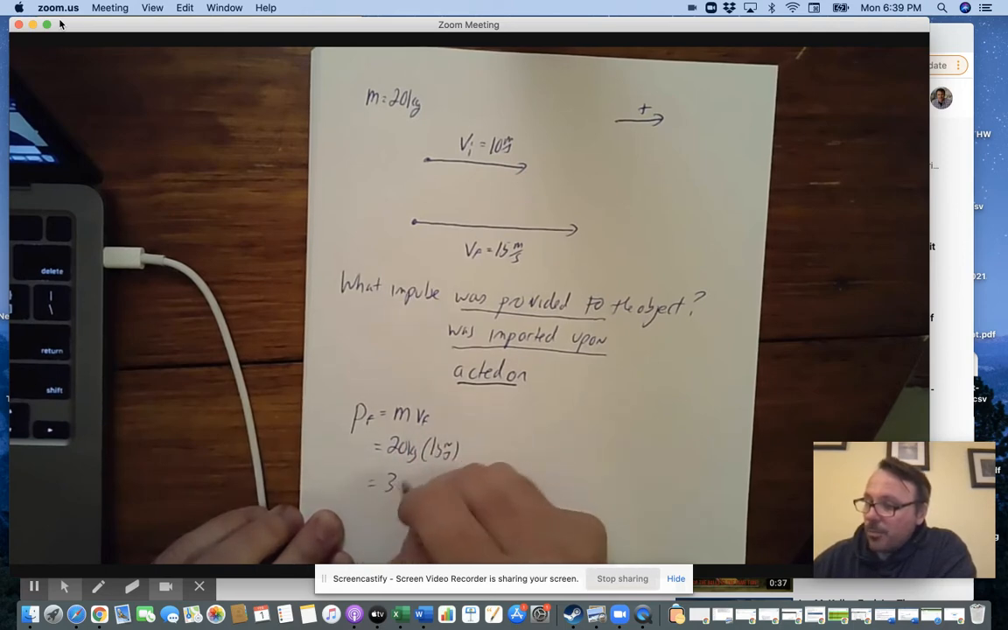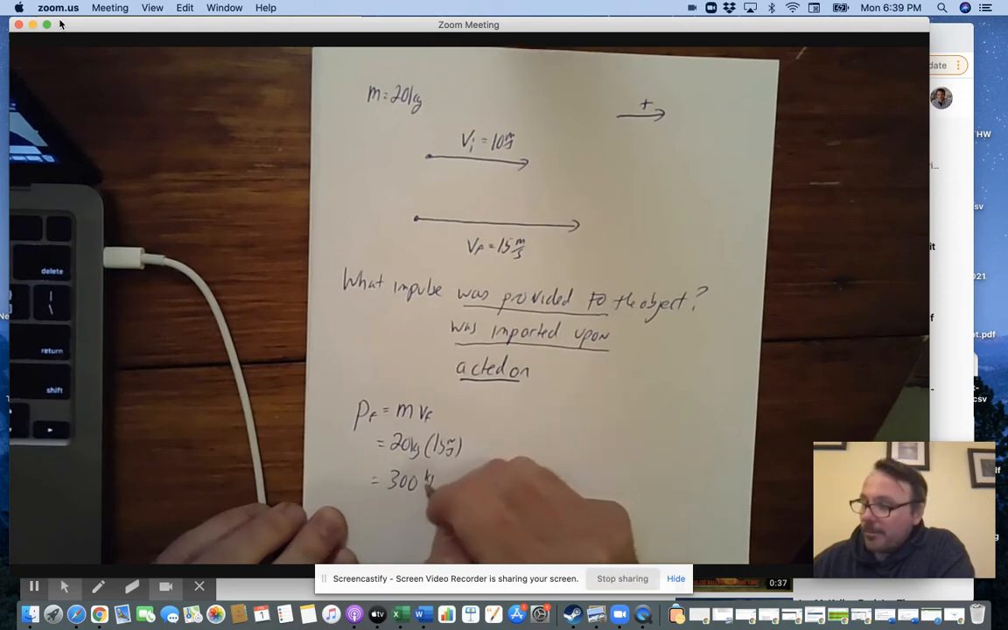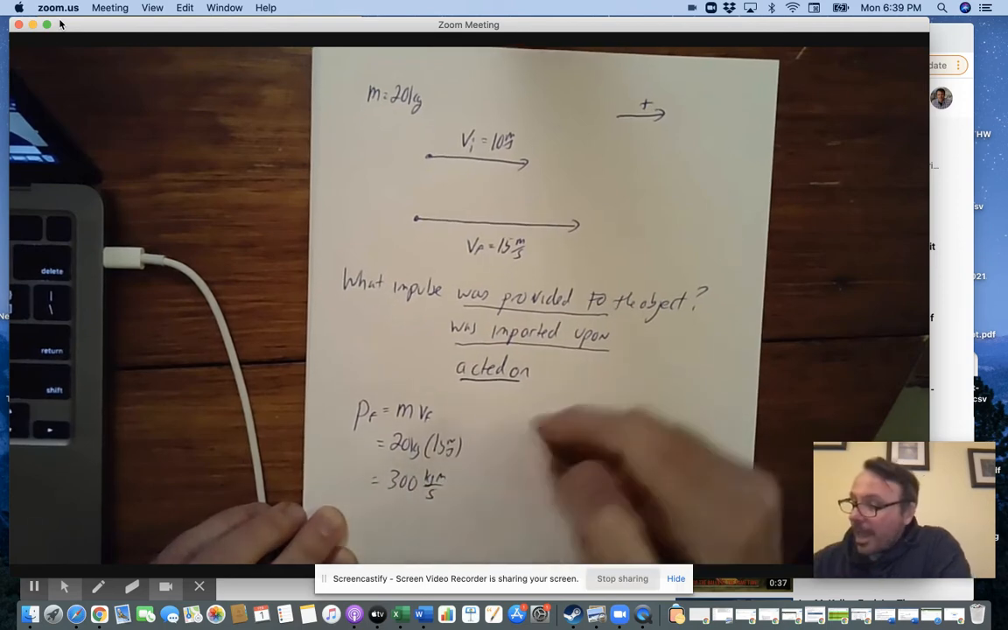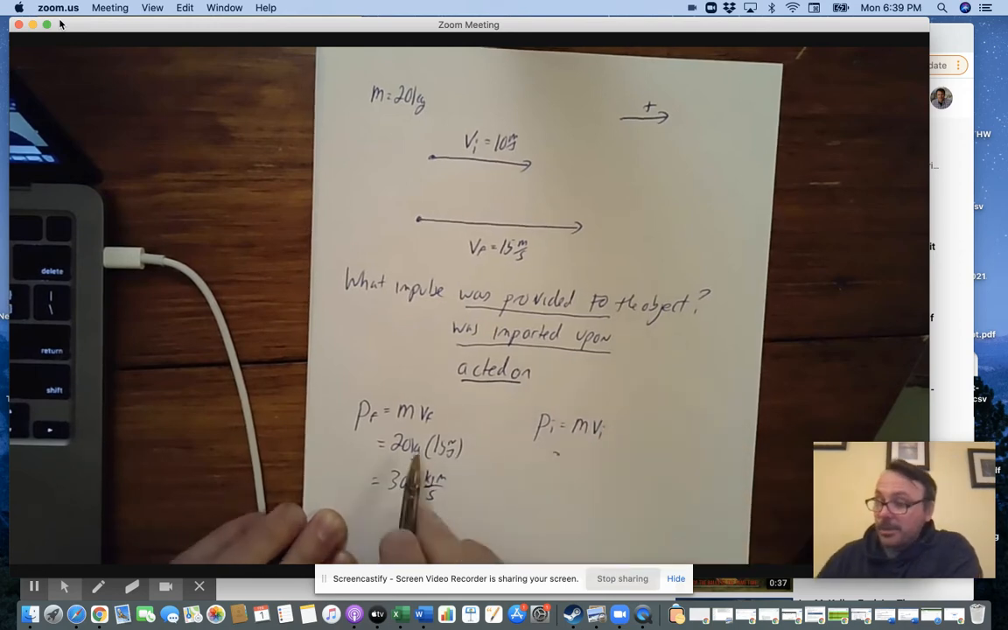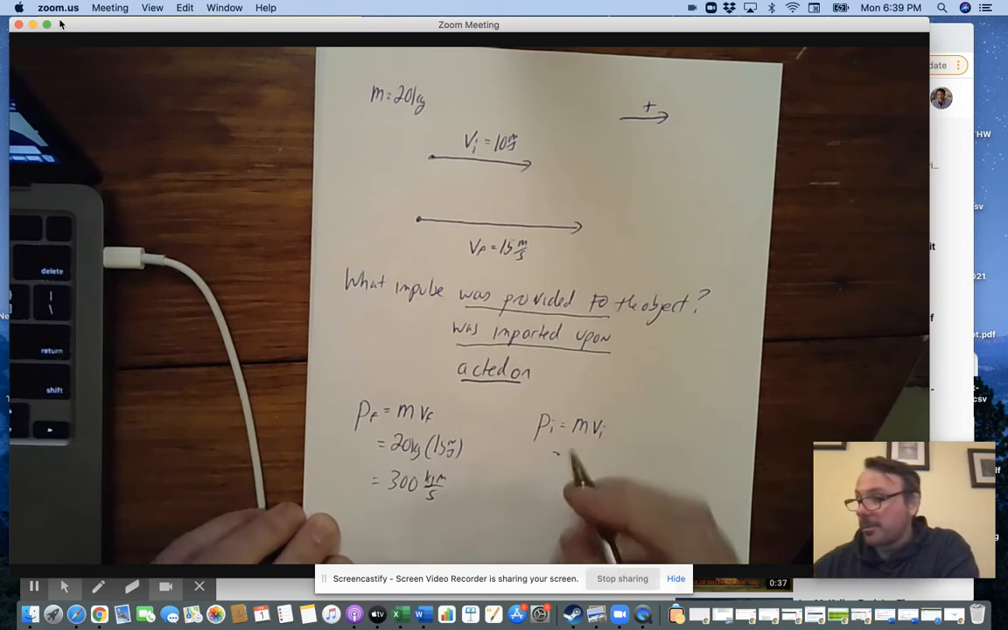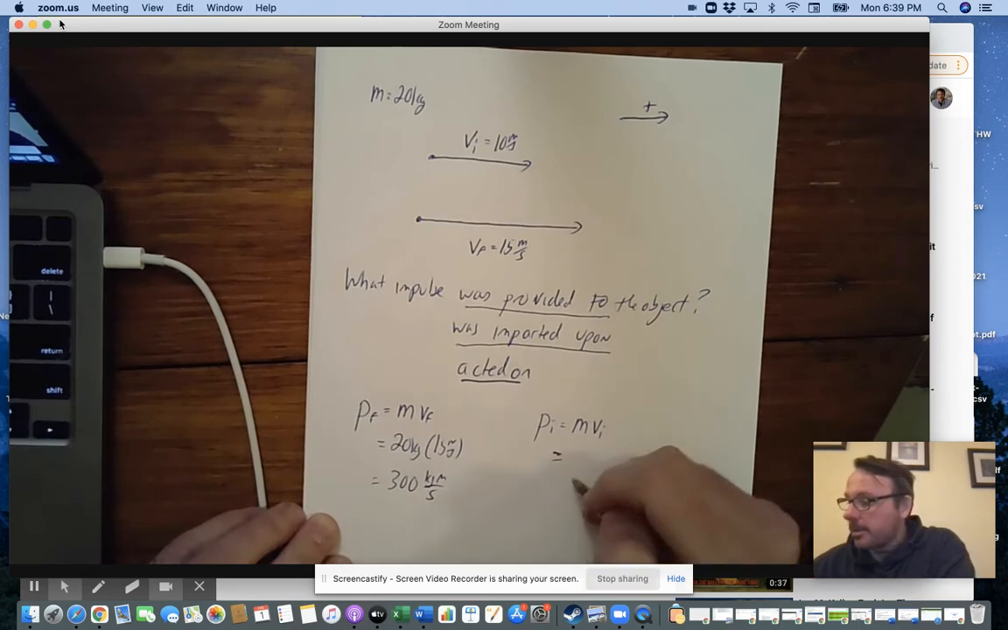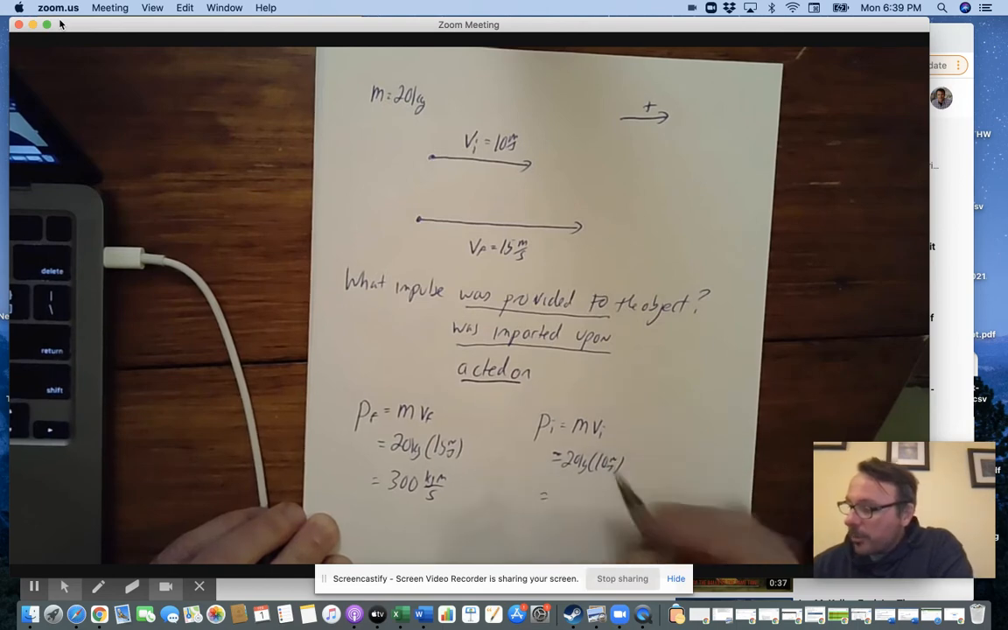And that is 300 kilogram meter per second. And the initial momentum was mass times initial velocity. Now, technically, this is final mass times final velocity, initial mass times initial velocity, but we talked about mass as being constant. So 20 kilograms times 10 meters per second is equal to 200 kilogram meter per second.